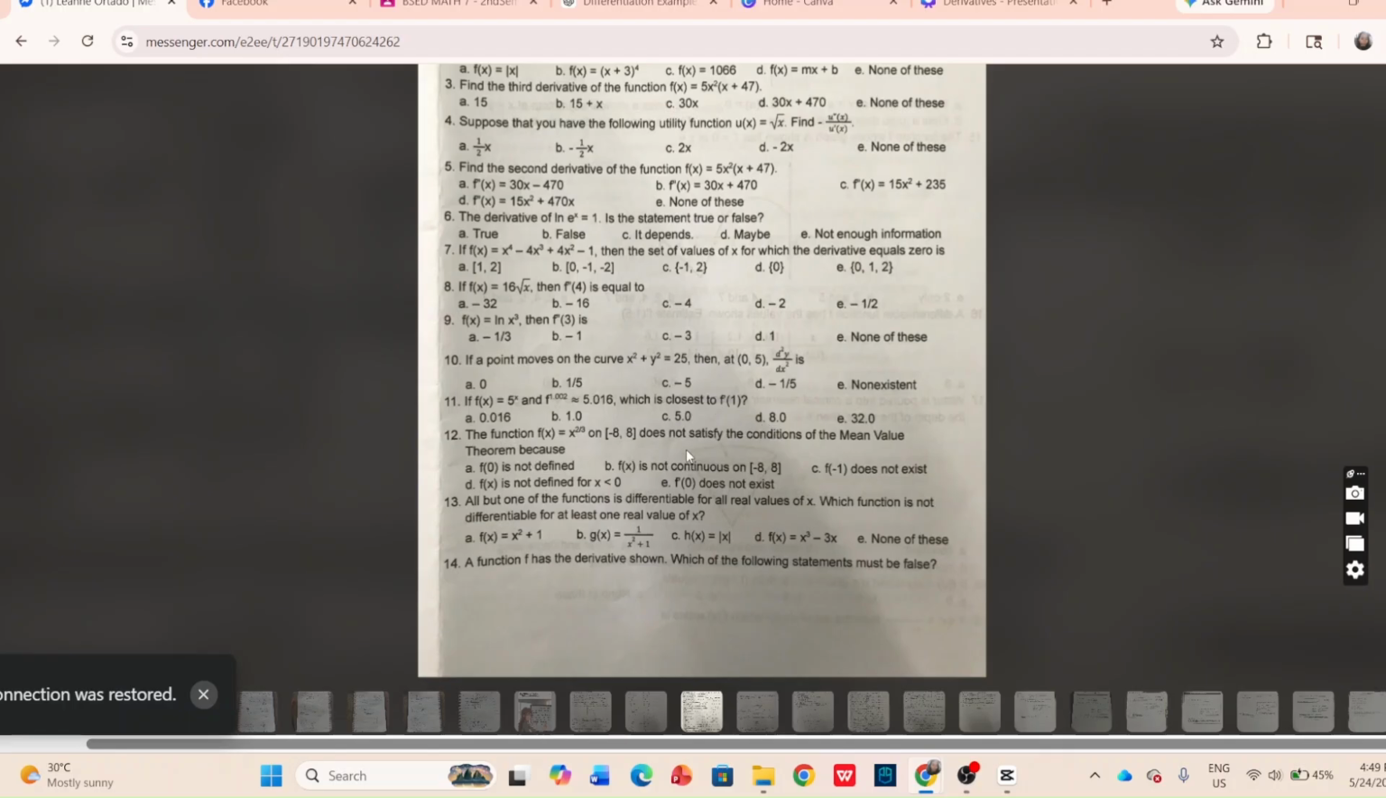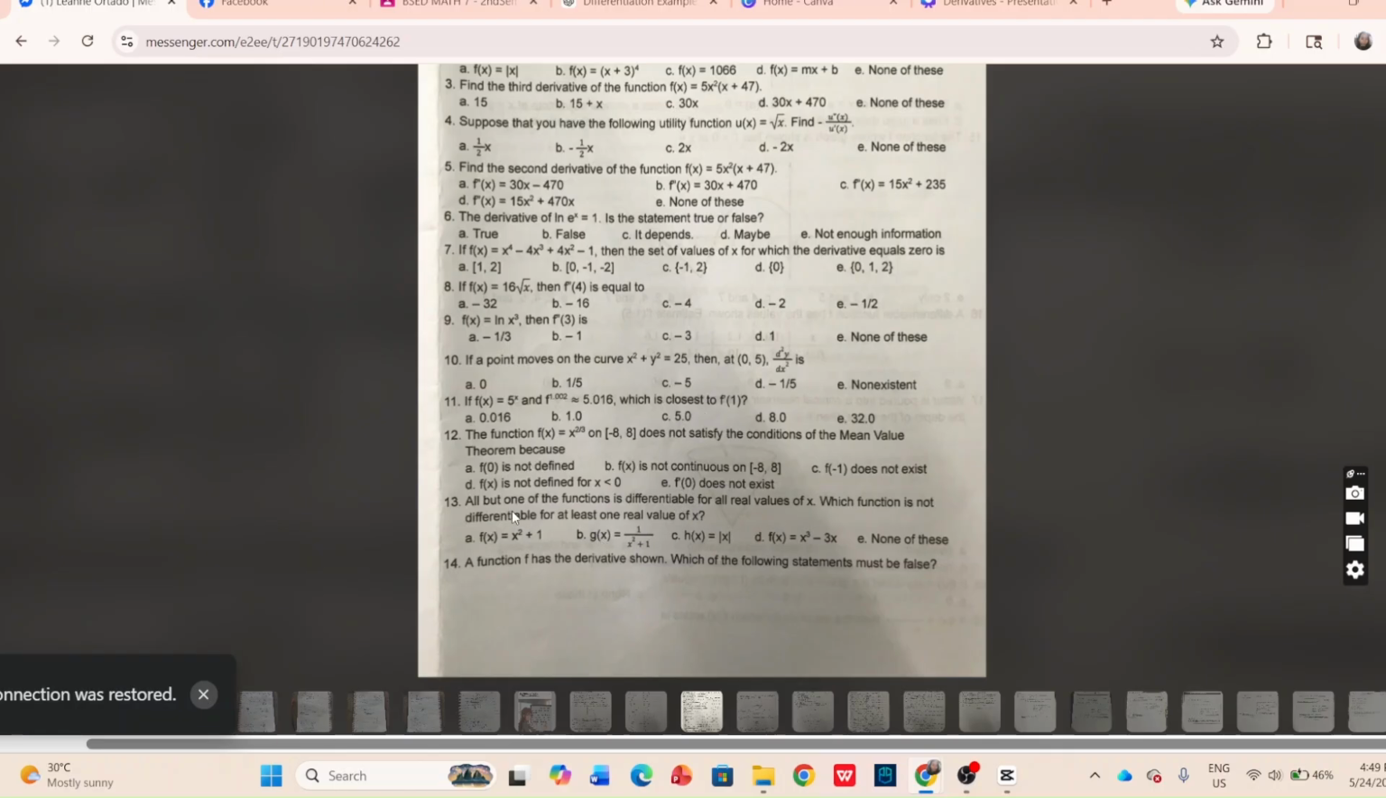Number 12. The function f of x equals x to the power of 2/3 on negative 8 and 8 does not satisfy the conditions of the mean value theorem. Why doesn't it satisfy? This is because it is undefined at x equals 0, because f prime of 0 does not exist, and the mean value theorem requires differentiability on negative 8 and 8. And so our answer for number 12 is letter E.